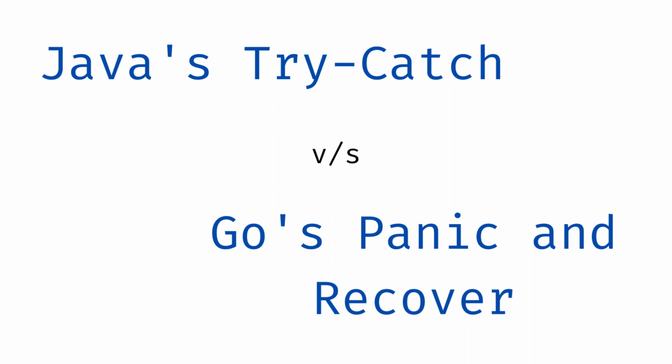While Java's try-catch blocks manage exceptions explicitly, Go's panic and recover provide a more implicit way of handling errors. In Java, checked exceptions force error handling, promoting a proactive approach. In contrast, Go encourages handling errors only when necessary, focusing on simplicity and reducing boilerplate code.